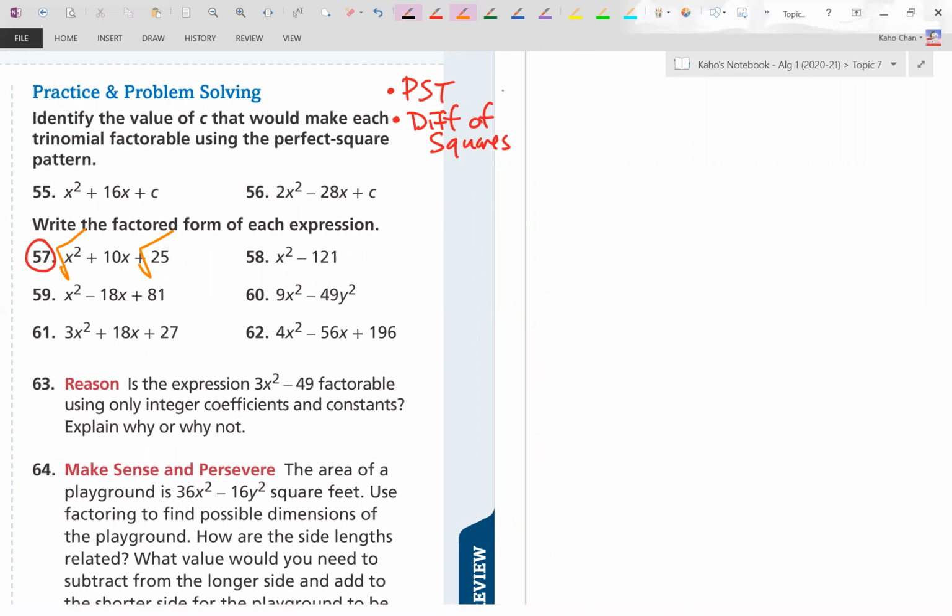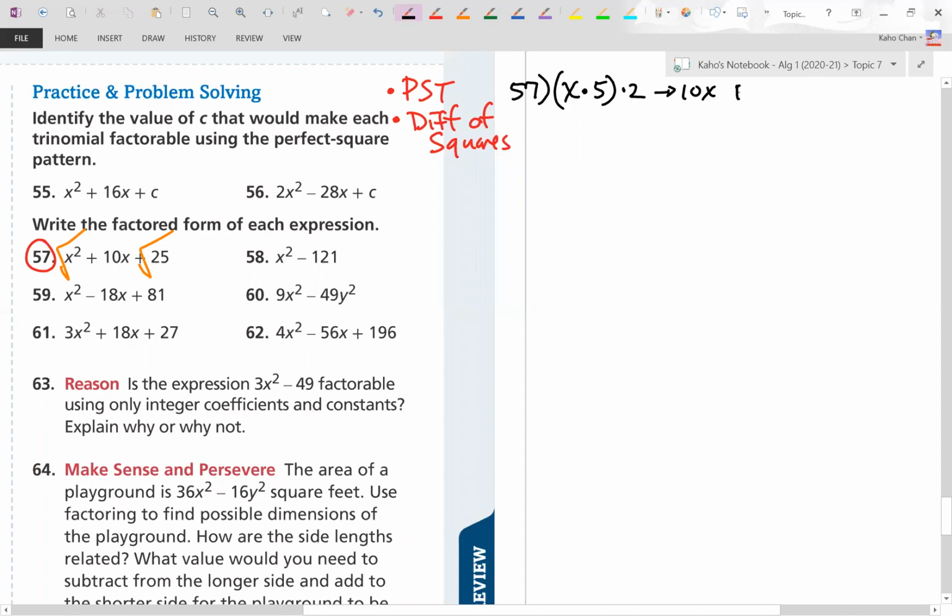You want to square root the first term, square root the second term, and double it. So using my work up here to check that, the square root of x squared is x, the square root of 25 is 5, then I'm going to double it. When that happens, I get 10x. Yay, that proves that this is a PST. 10x is the middle term.